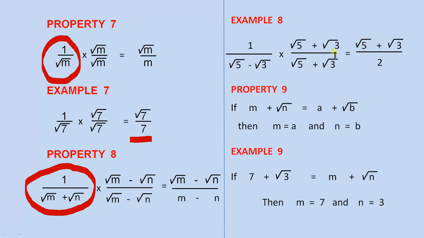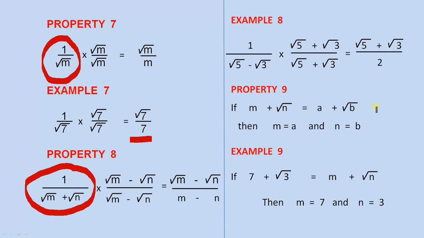And here's the example, very straightforward. 1 over the square root of 5 minus the square root of 3. So we multiply top and bottom by the square root of 5 plus the square root of 3. That gives us the numerator. Now the product of a sum and a difference gives us a difference of two squares. Because the square root of 5 all squared is 5, the square root of 3 all squared is 3. 5 minus 3 gives you 2.